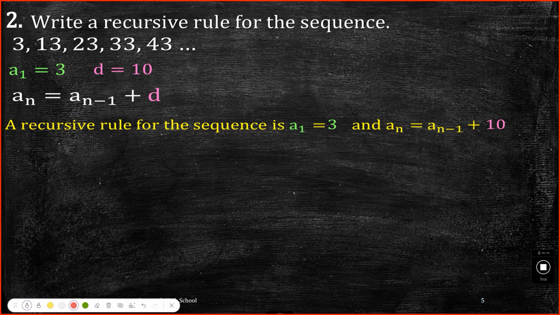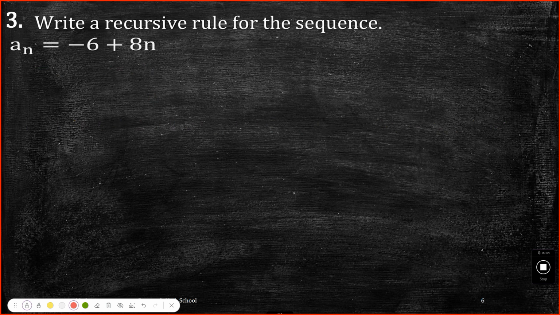Let's go to number 3. All right, here's number 3. All right, here we go, number 3. Write a recursive rule for this sequence.